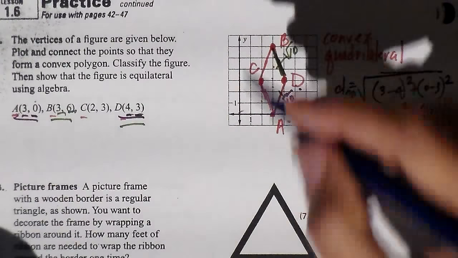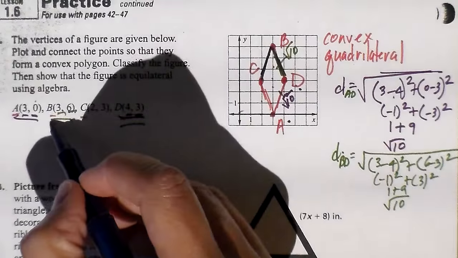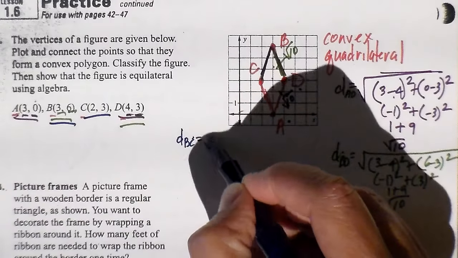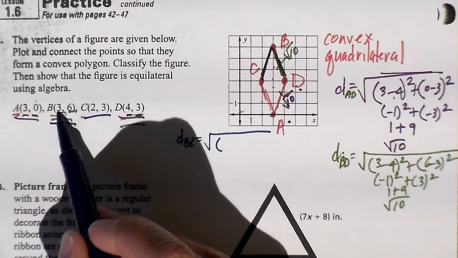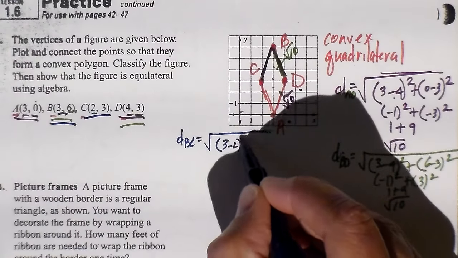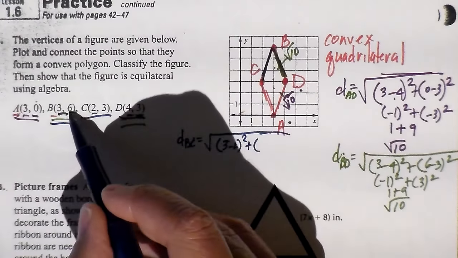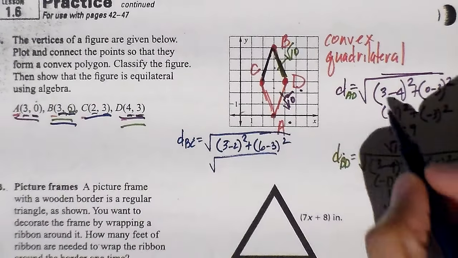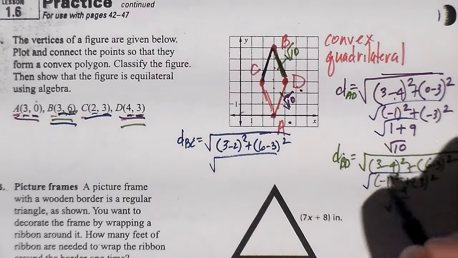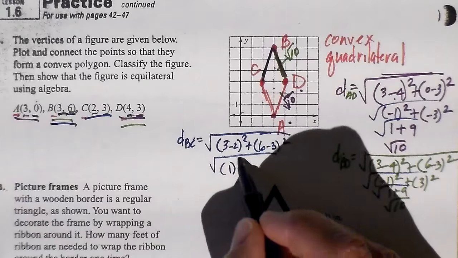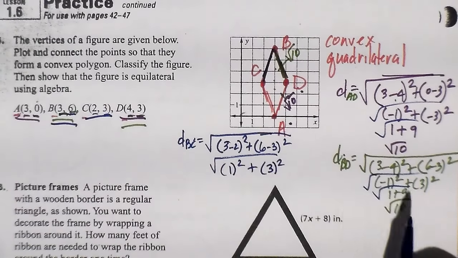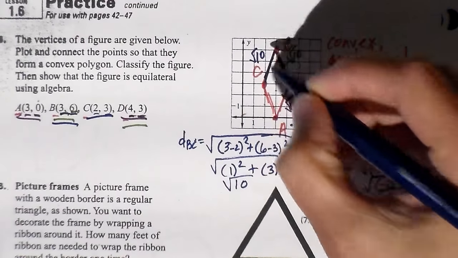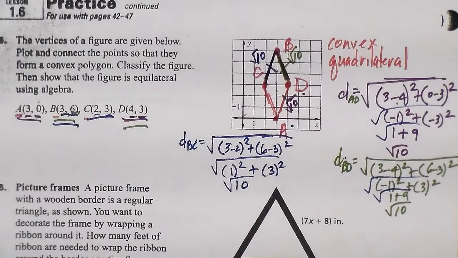So let's keep going. Let's find BC. BC is these two guys. So I'll do the distance from B to C. My two x's for B and C are 3 and 2, so I've got 3 minus 2 squared. My two y's for B and C are 6 and 3, so I've got 6 minus 3 squared. I should have put square roots over these because they are square roots. Don't forget your radicals. 1 squared plus 3 squared, and here we go again, same thing, right? That's going to be the square root of 1 plus 9, which is also square root of 10. So now I've got 3 congruent sides, right?